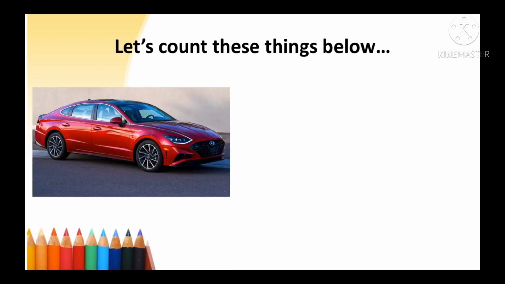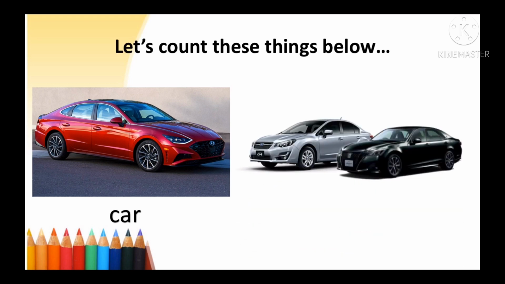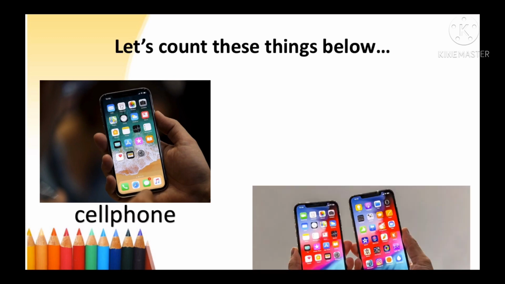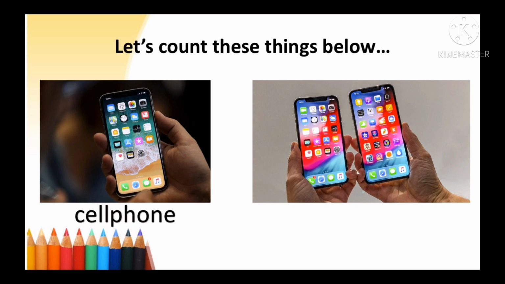Wow! This is a car. How about if I have 2? So only one, we have car. But if we have 2, cars. Remember those? Next set of pictures. Wow, a cell phone. How about this? We have 2. So we can say these are cell phones with S.